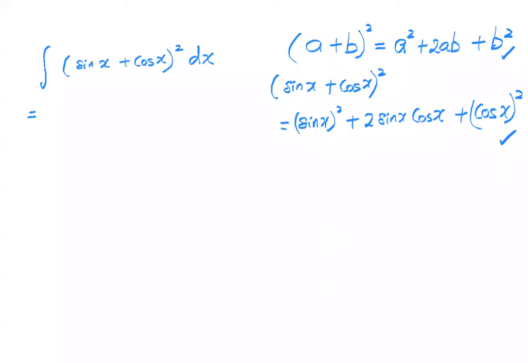When I expand, I know that this plus this is equal to 1, plus 2 sin x cos x. Am I right? So this is equal to 1 plus 2 sin x cos x, which is sin 2x. So I can simplify on one side, then only I write it down here, so I don't have to keep writing the integral sign.